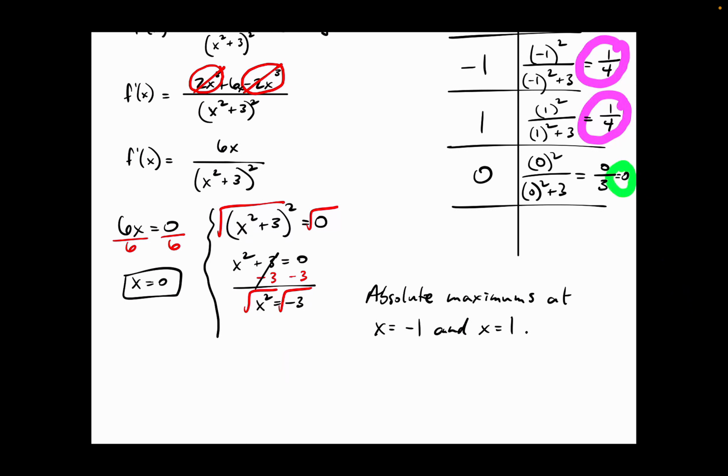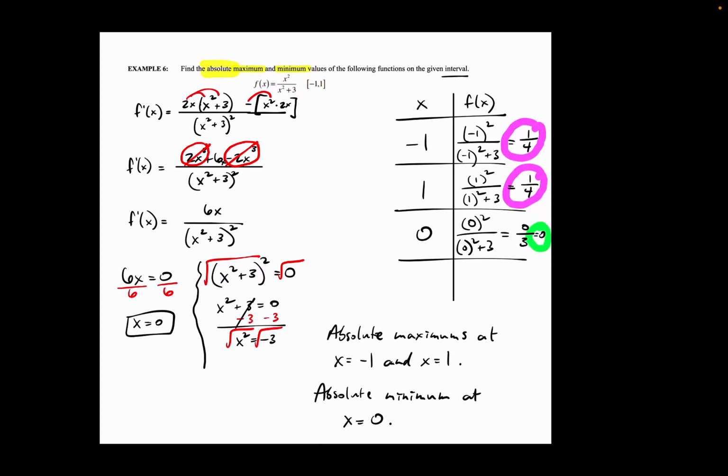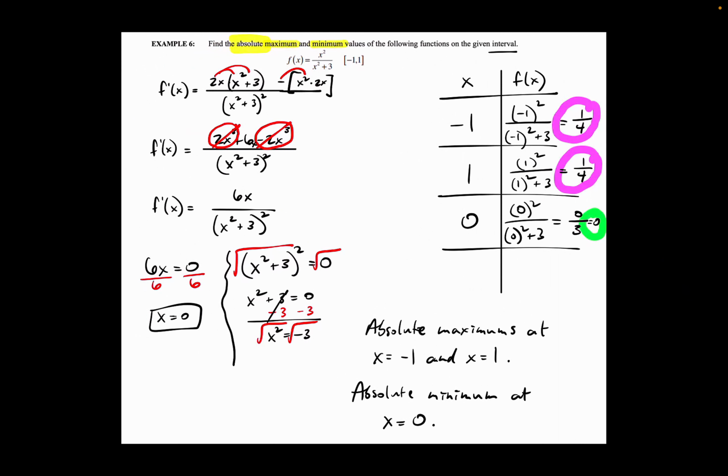They're exactly the same y value. And then I have absolute minimum at x equals 0. Why? Because that was the smallest. And you're done. Okay? So that's what you do with absolute. Sometimes it's called global.